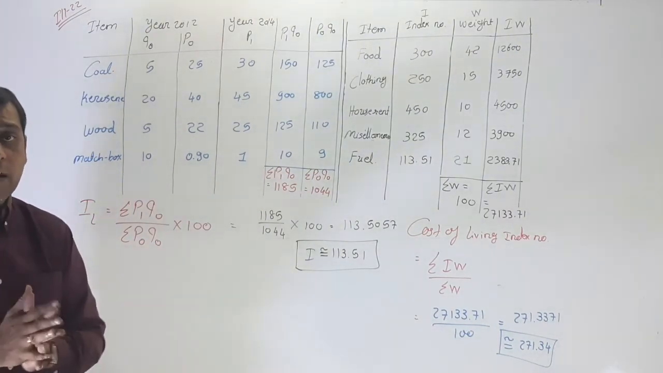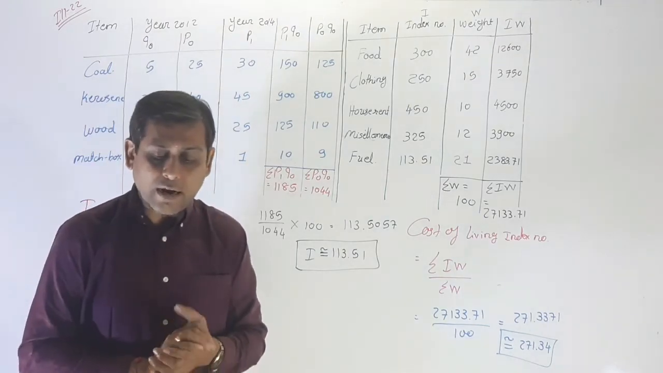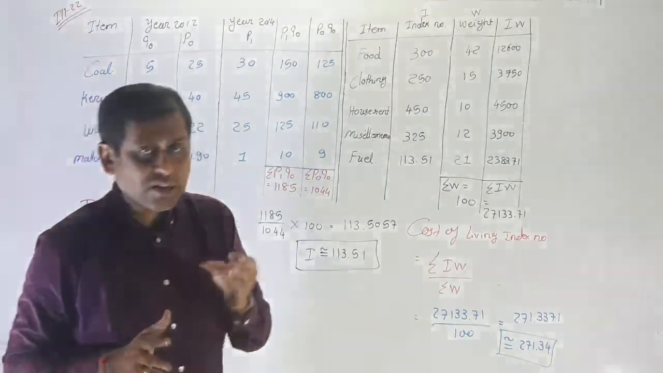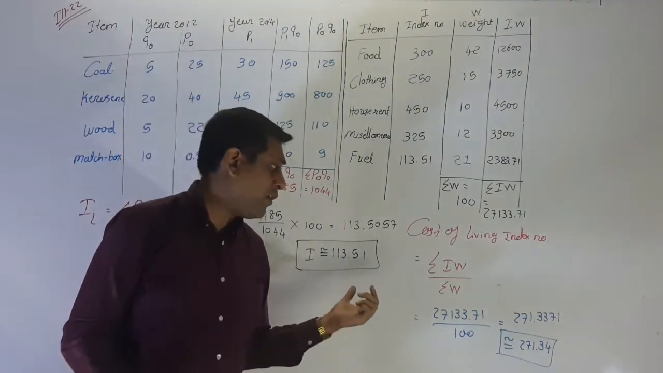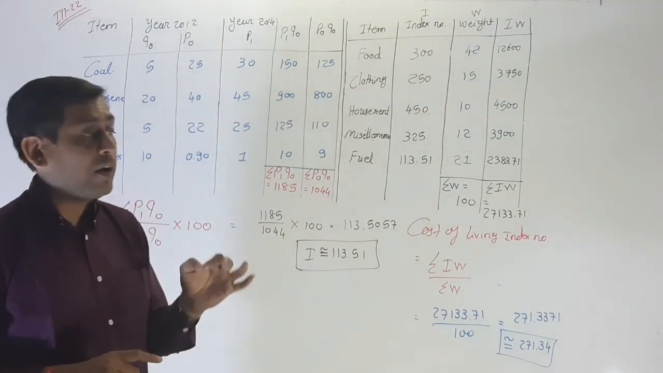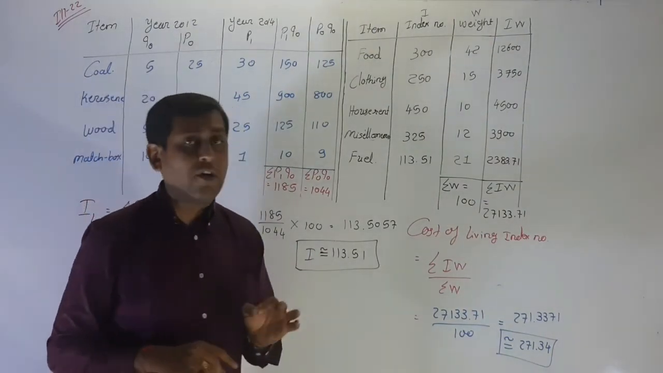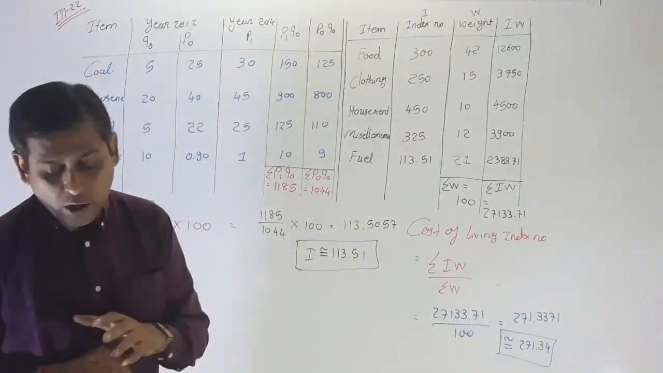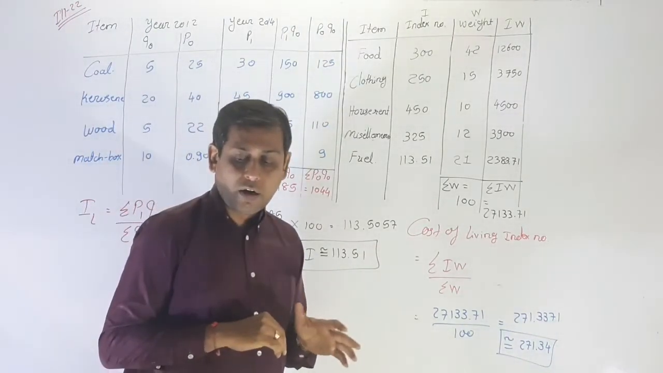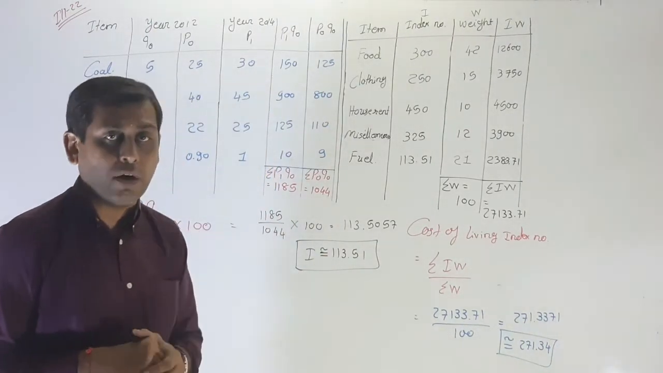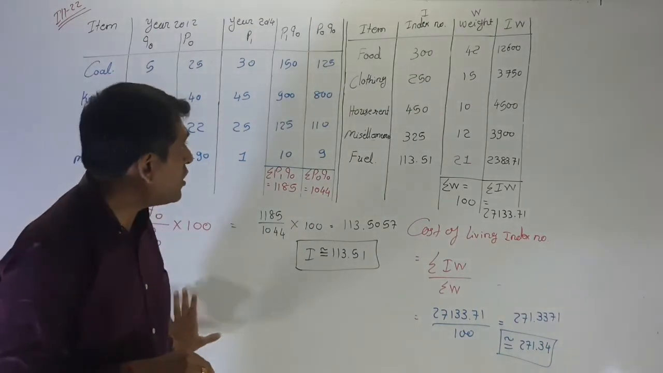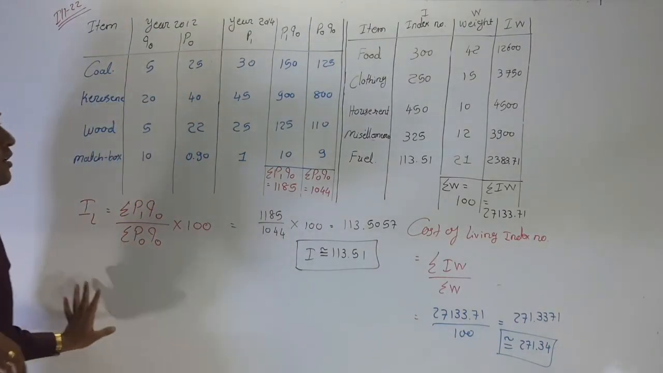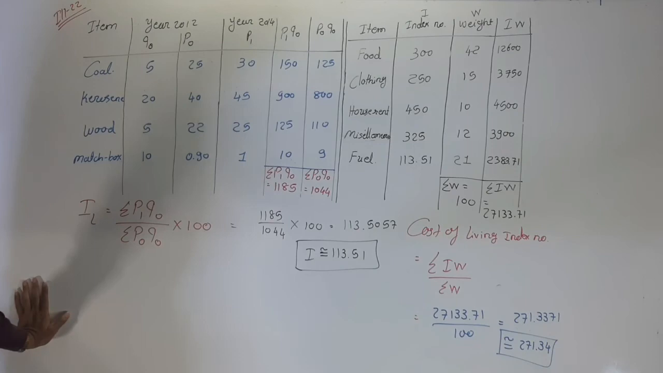The workers' cost of living index number is 271.34, and you can write one line for that. Thus, it can be said that there is a rise of 171.34% in the cost of living in the current year as compared to the base year. So this is the answer, and this is your 5-mark sum.